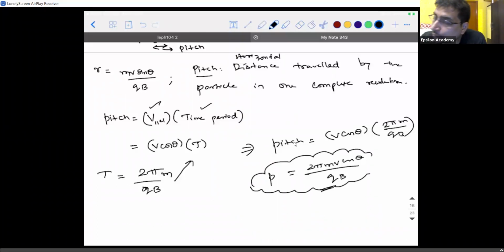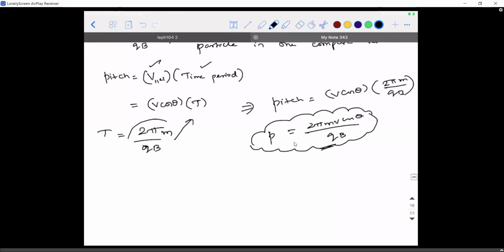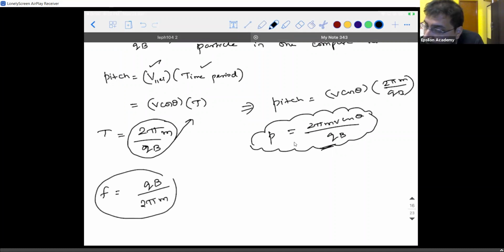So this is what we call pitch. Okay. So I hope you guys understood what is time period. Now, frequency is the reciprocal of time period. So f is equal to qB divided by 2 pi m, which is also called the cyclotron frequency.